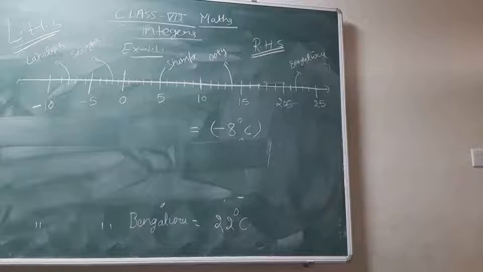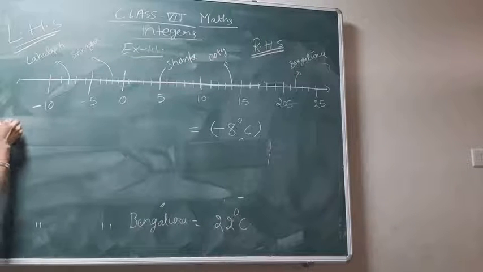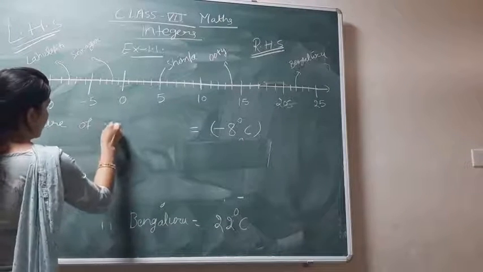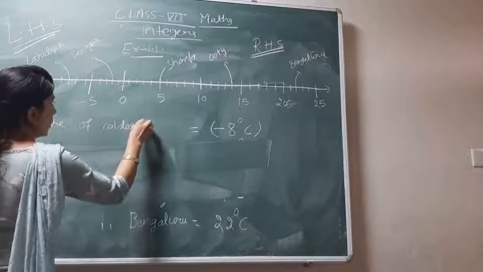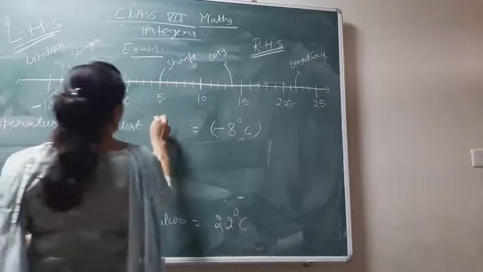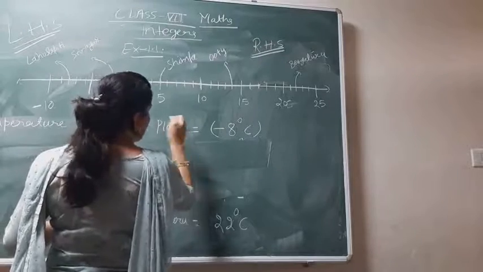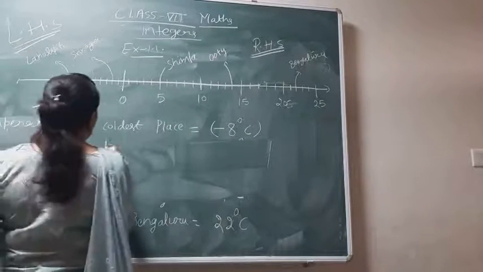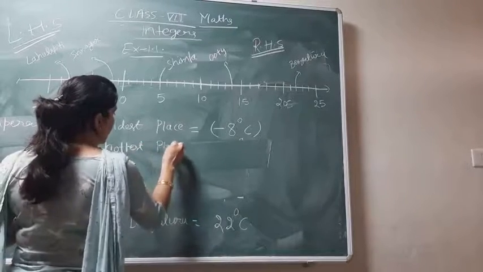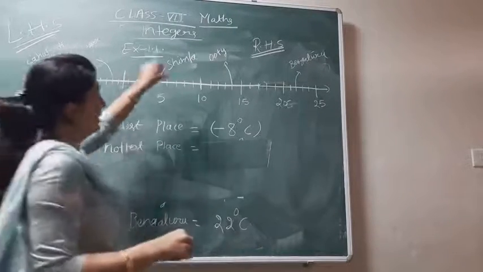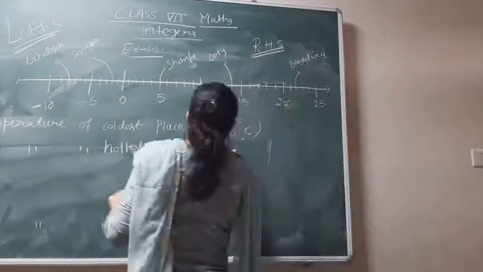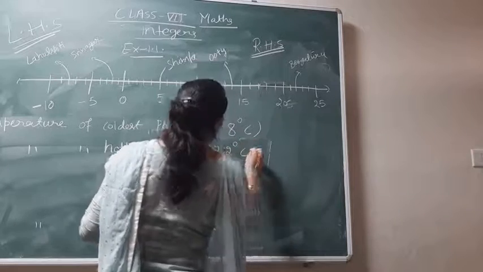B part is the temperature of the coldest place, and then the temperature of the hottest place. So the hottest place, see, right hand side of this. This is Bengaluru. It is 22 degrees Celsius.